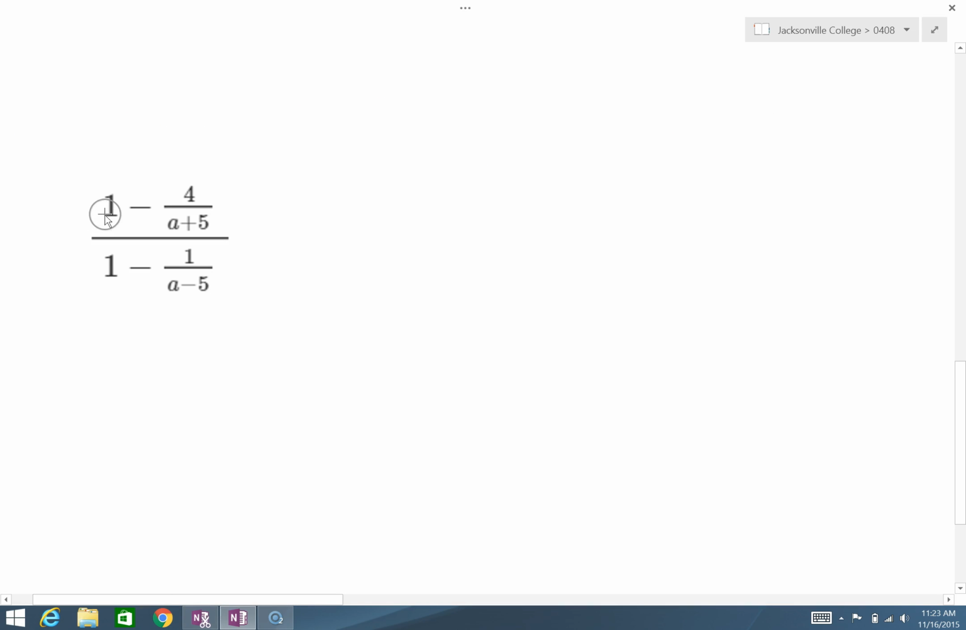All right, we have 1 minus the fraction 4 over a plus 5 divided by 1 minus 1 over a minus 5. Well, again, we have this binomial in the numerator and the denominator. So we're going to first simplify each one of the numerator and the denominator. 1 I'm going to rewrite as a fraction with a plus 5 as the denominator.